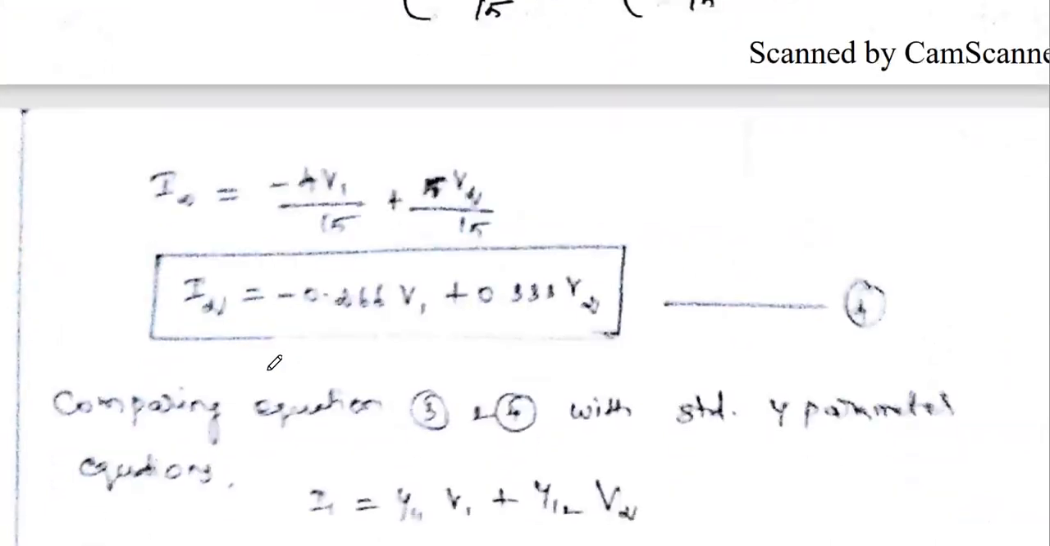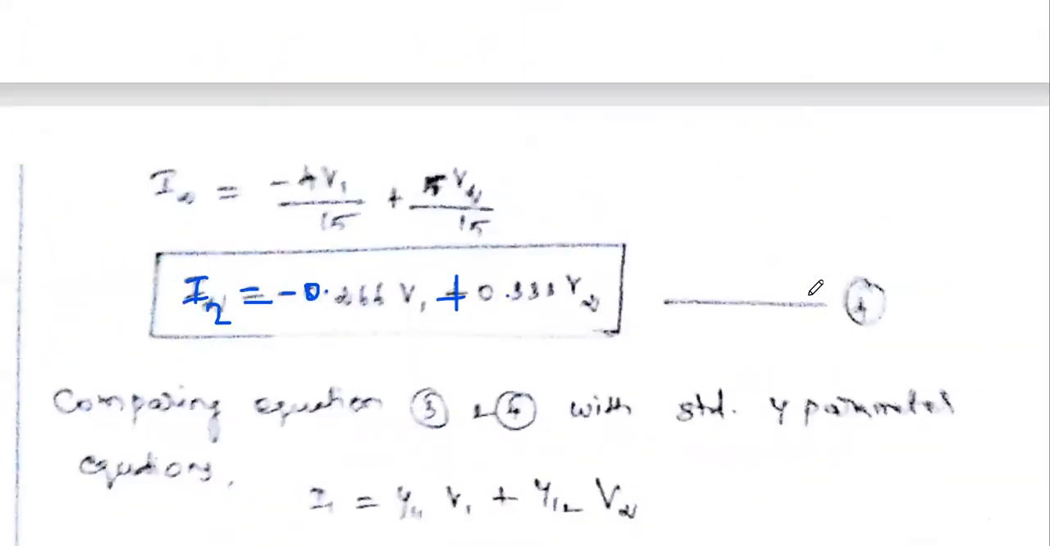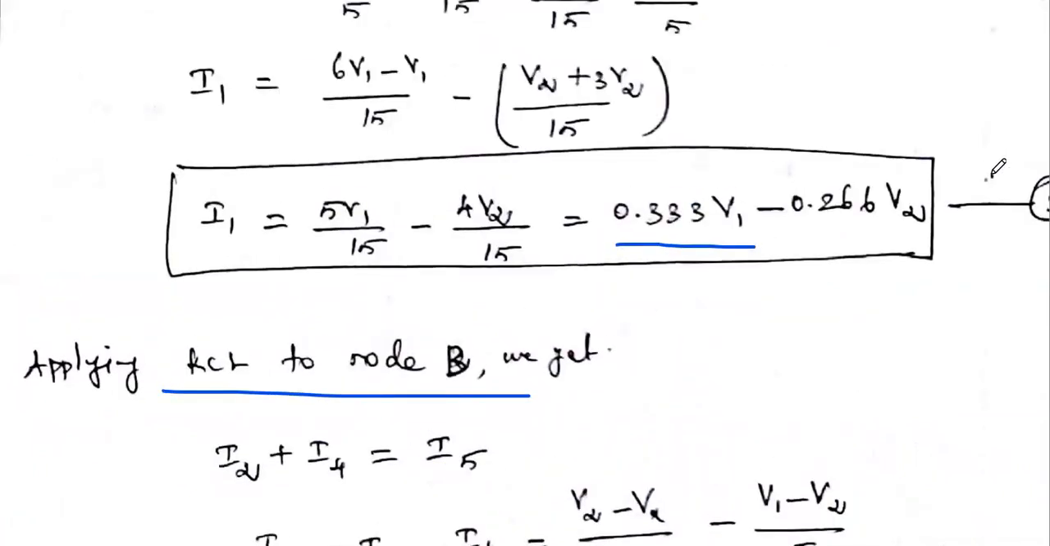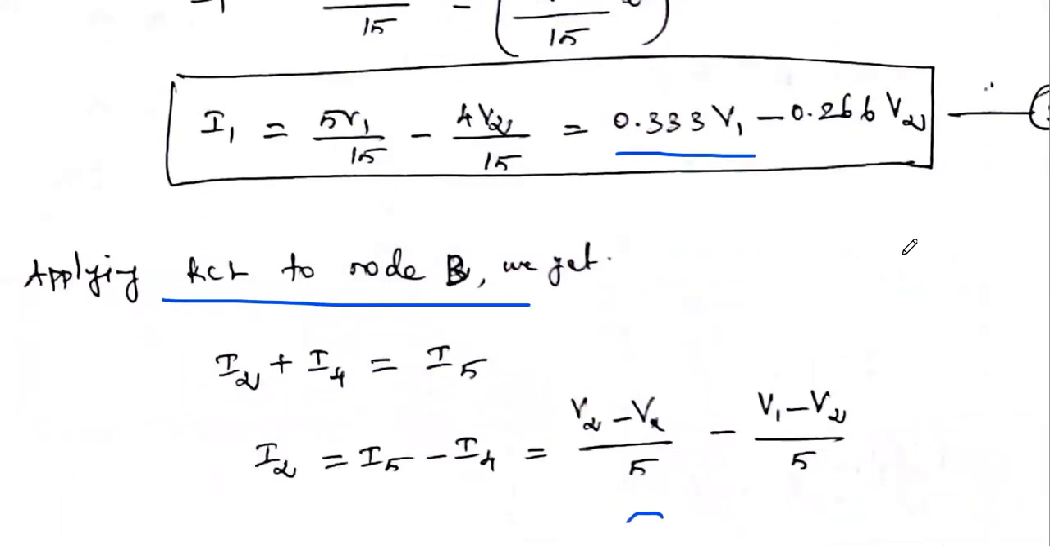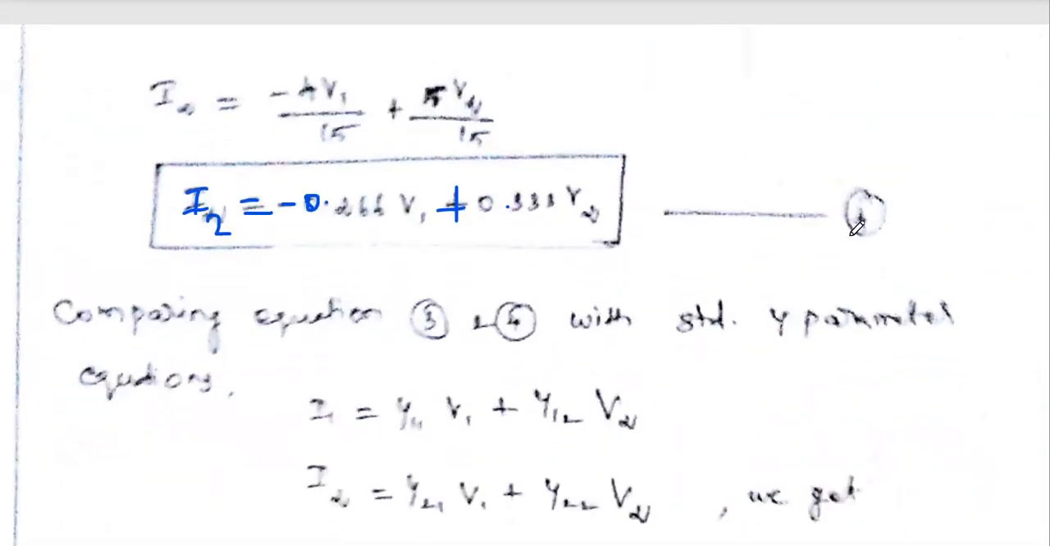Then you collect V1 term separately, V2 term separately. So you get the equation as I2 equal to minus 0.266 V1 plus 0.33 V2. This is equation number 4. So you see, equation number 3 is I1 in terms of V1, V2, and equation number 4 is I2 in terms of V1 and V2.